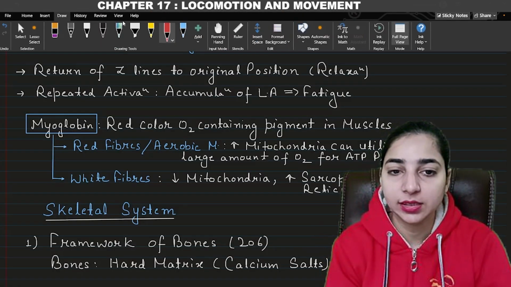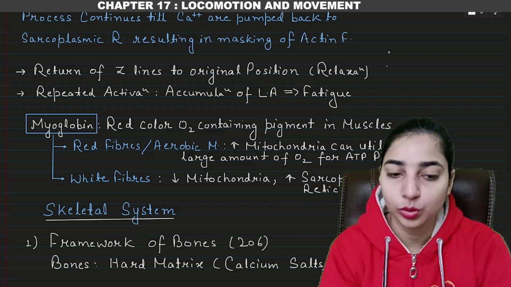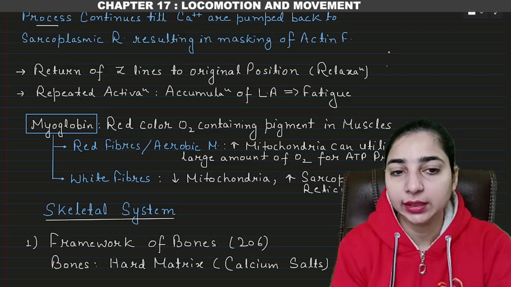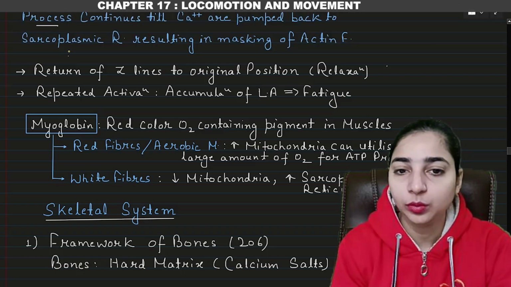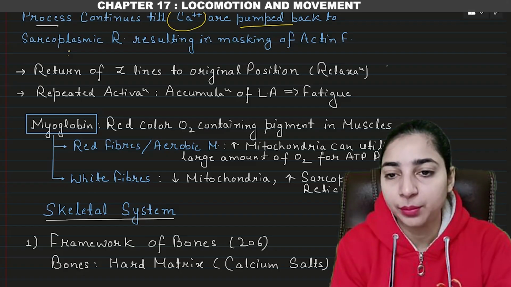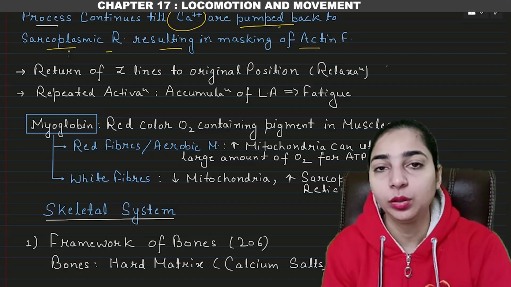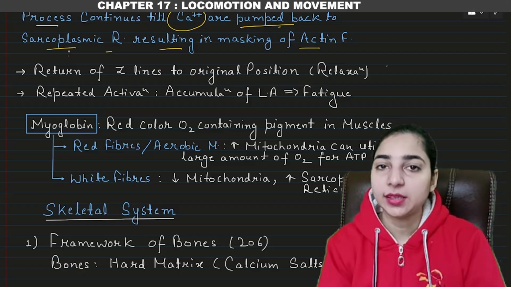The Z lines will come back to their original position. And the actin filaments will also come back to their original position. And this process will continue till the calcium ions are pumped back to the sarcoplasmic reticulum, resulting in the masking of the actin filaments. So during relaxation, what will happen?